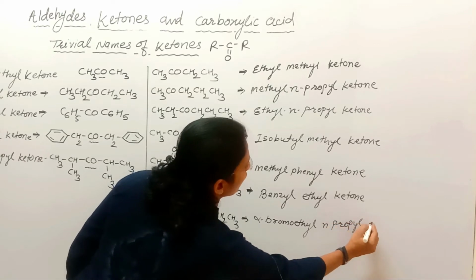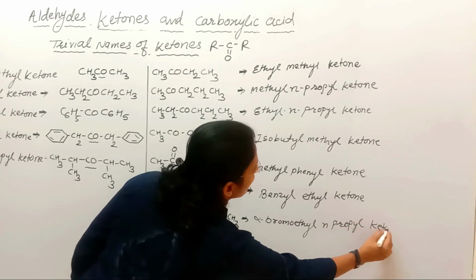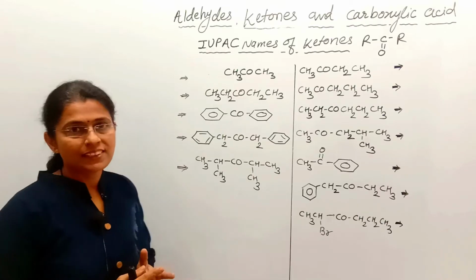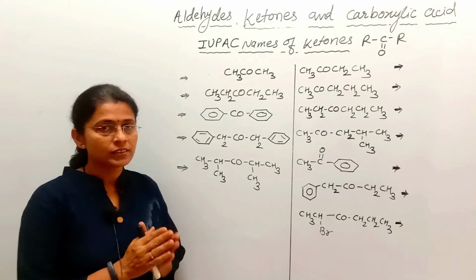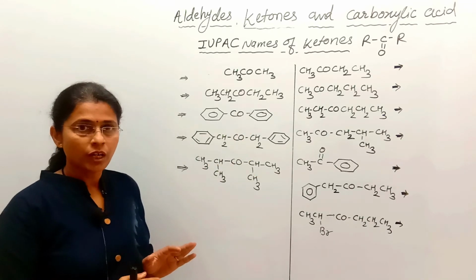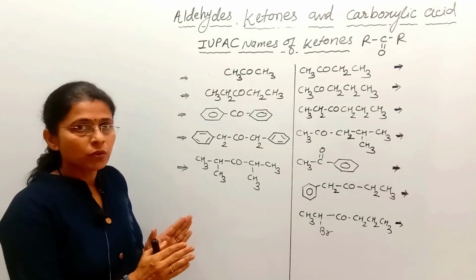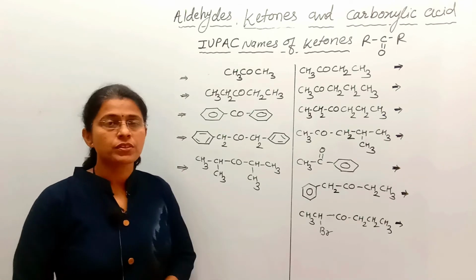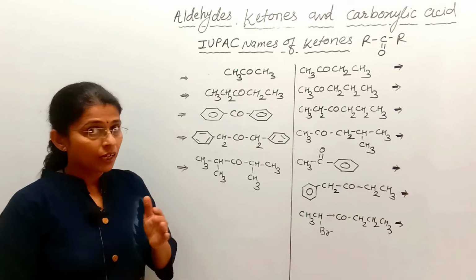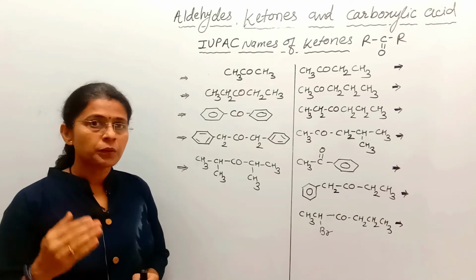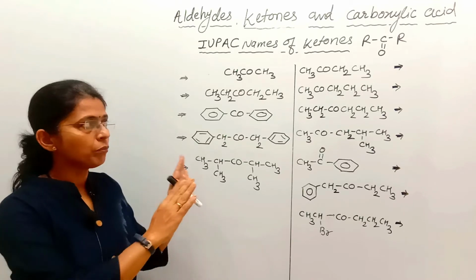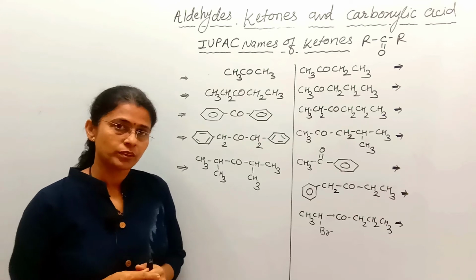N-propyl, followed by the word ketone. Okay, see now friends, we have seen the common names of all these compounds. Now we have to study the IUPAC names of all these compounds. Before we start the IUPAC names, keep in mind certain rules, and later on we will name all these compounds one by one.